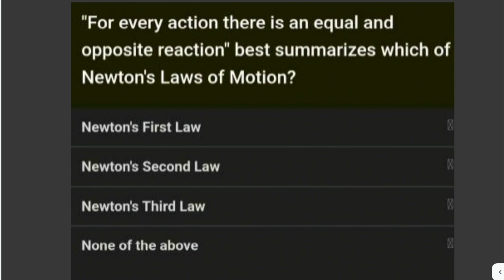For every action, there is an equal and opposite reaction. Best summarizes which of Newton's laws of motion? Newton's first law, Newton's second law, third law, or none of the above. So the answer here is Newton's third law. Newton's third law explains that for every action, there is an equal and opposite reaction.